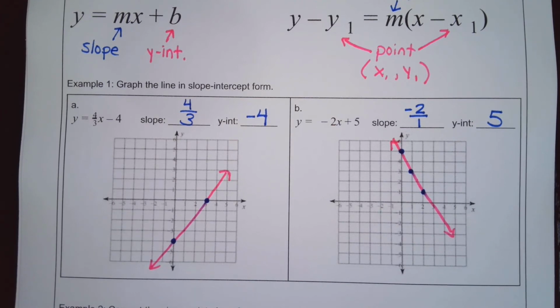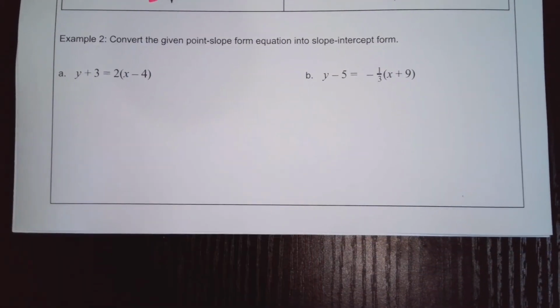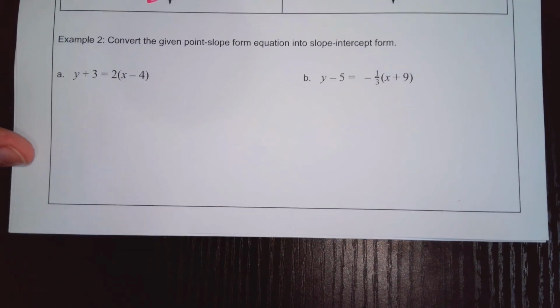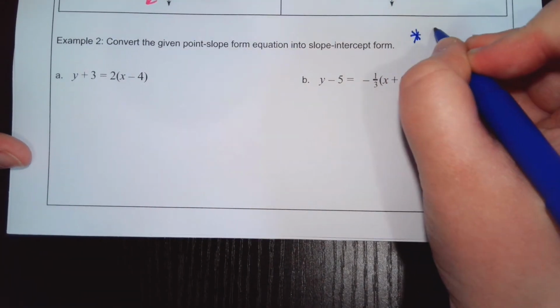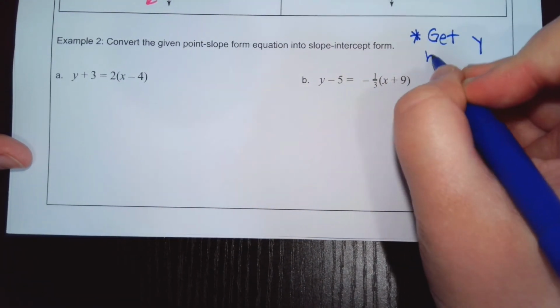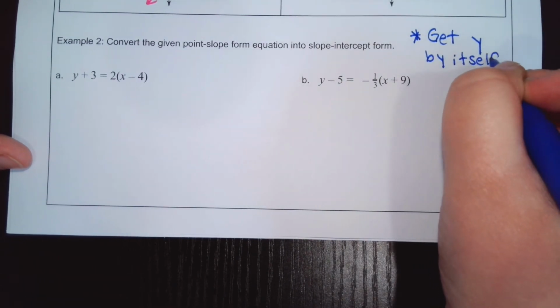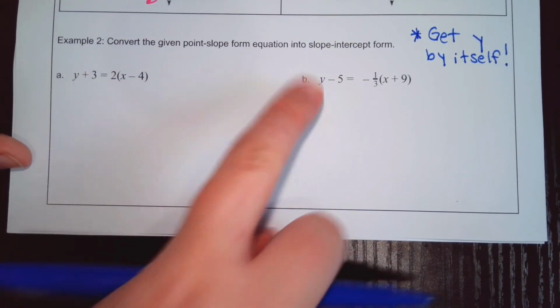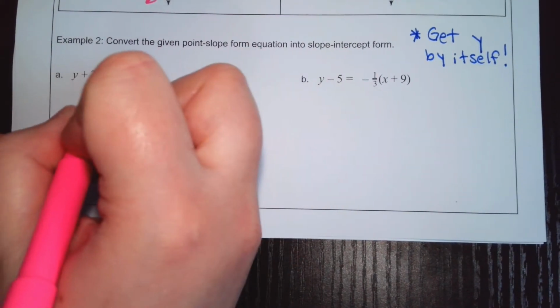We are now going to connect slope-intercept form with point-slope form. So now what we're going to do is we're going to be given an equation in point-slope form, and we want to convert it into slope-intercept form. It's actually not as bad as you may think. The key here is get y by itself. First thing that we have to do, though, is distribute.